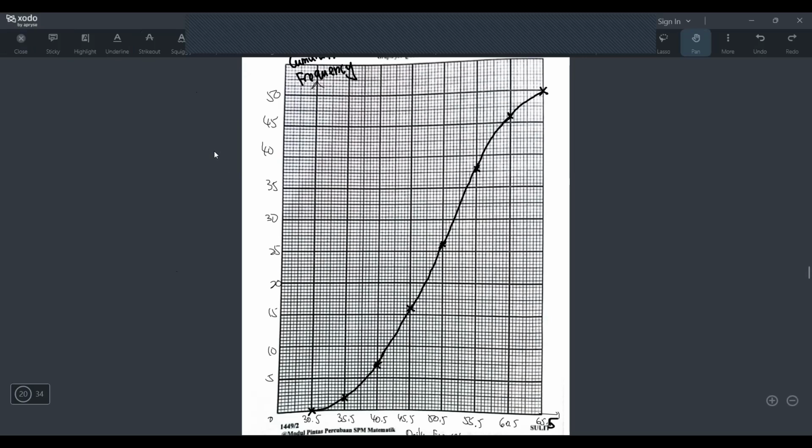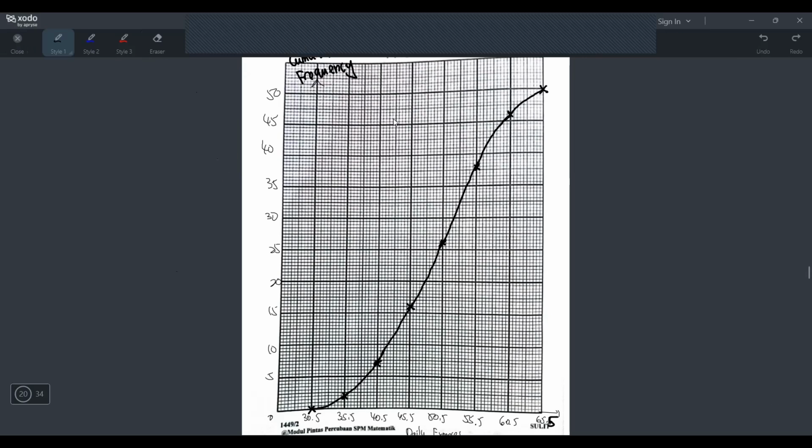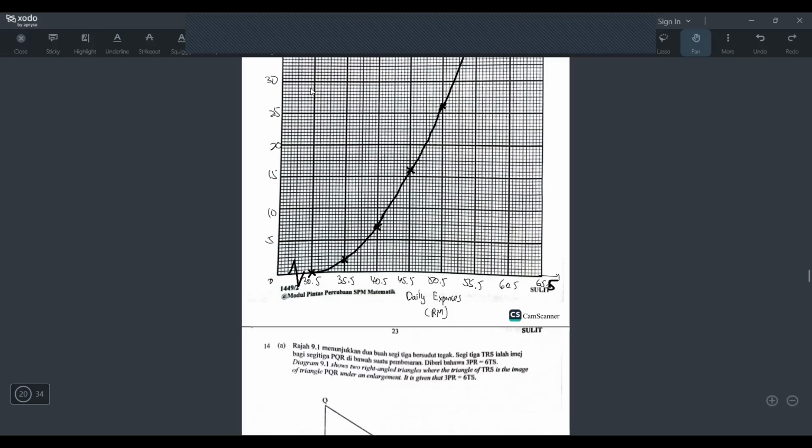After you draw this, you still have to write the title. The title is ogive, and then also you have to check this axis. From here to here, you plus 30.5, but here you plus 5, plus 5, plus 5. So if like this, you have to add this symbol. When will we add this symbol? When the gap here and the gap here is not the same. So here is plus 30.5, but here plus 5, plus 5. That's why you have to add this symbol.